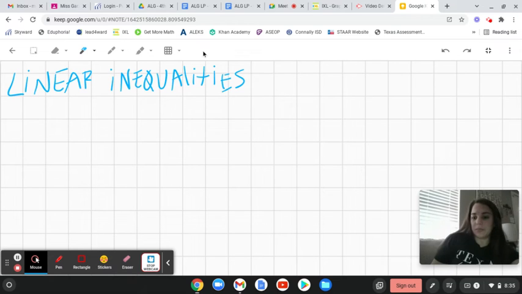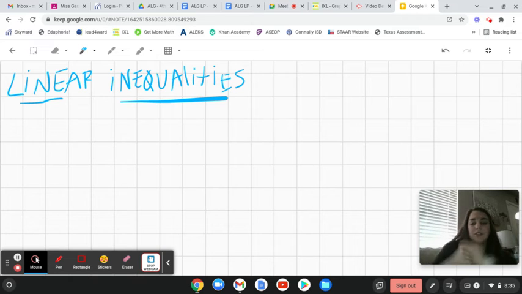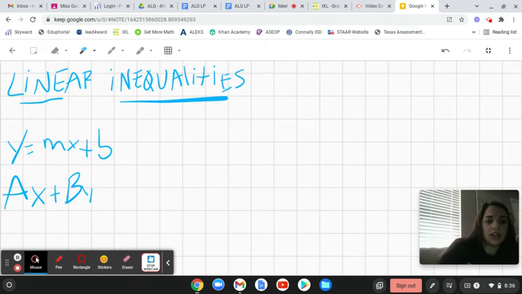Hey guys, so there is something new we're going to do today. It is called linear inequalities. The reason we're going to move on to it is because this is technically just a step up from something that we already know. First of all, the word linear is line. We know how to draw lines. We can draw lines using y equals mx plus b. We can draw lines using ax plus by equals c.